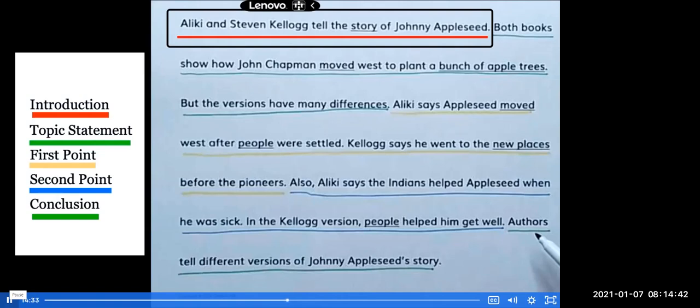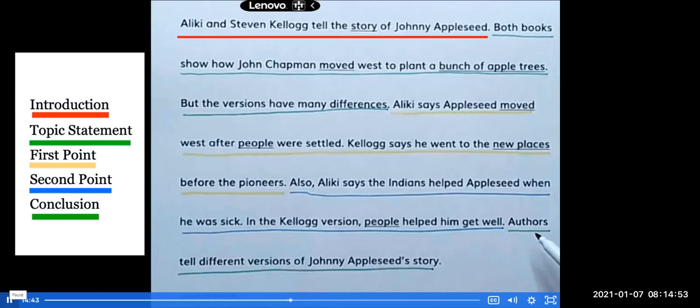Yes, we were introduced to Aliki, who is one author, and also Stephen Kellogg, another author. We also learned the name of the text. When I look at this paragraph, it shows us just how important it is to find the 2 points that can support our comparing and contrasting of the two versions of John Henry. So let's get started gathering some of that evidence.